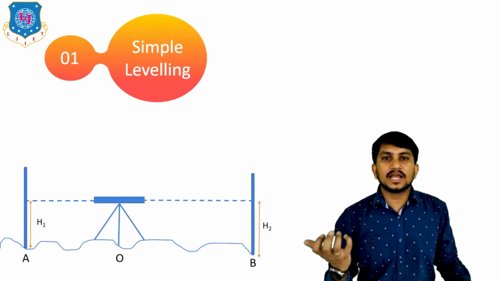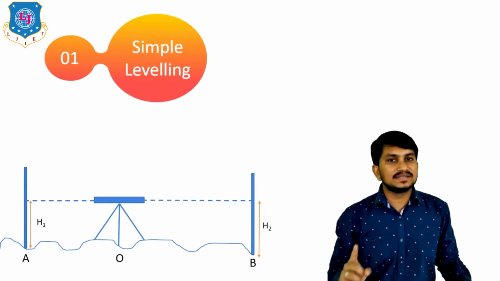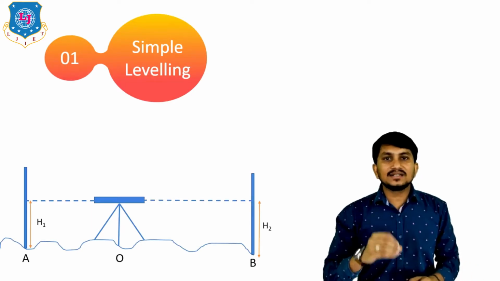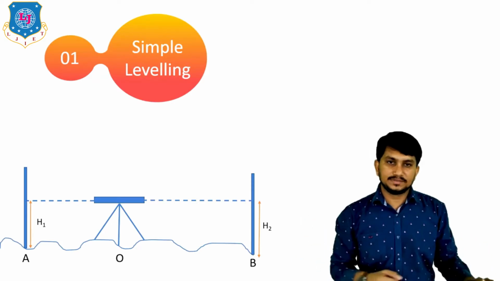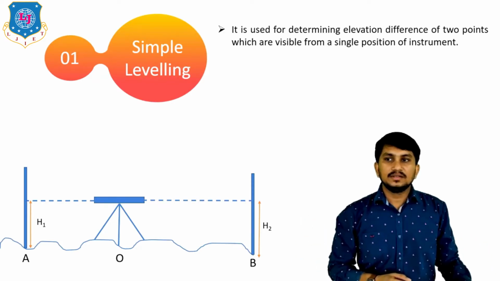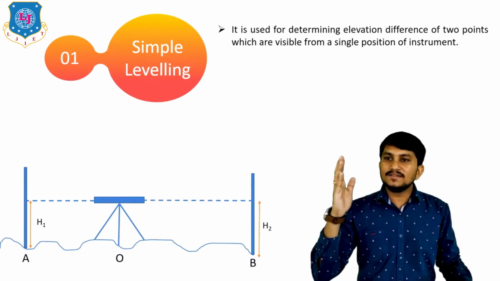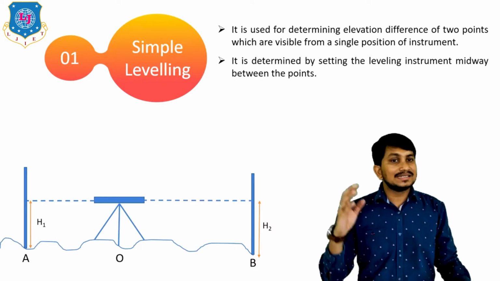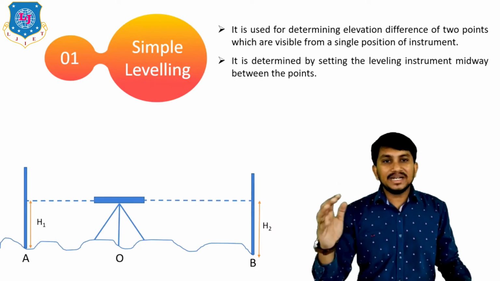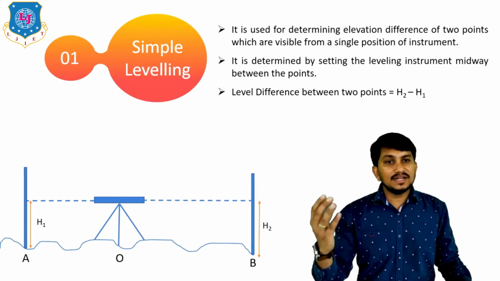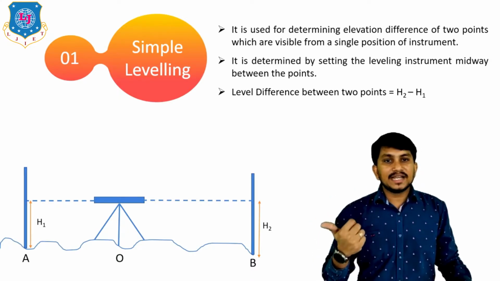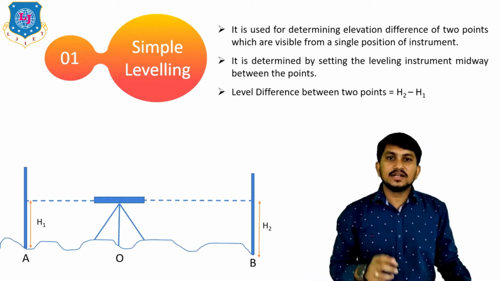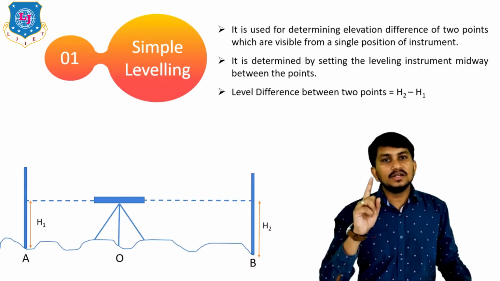This is called the simple type of leveling, where only one setup is required to find out the level difference between 2 points, and the setup is at the center position between these 2 points. It is used for determining the elevation difference of 2 points which are visible from a single position of the instrument. It is determined by setting the leveling instrument midway between the points. The level difference between 2 points is found by taking the difference between the 2 staff readings, H2 minus H1. This is the simple type of leveling where only one setup is required.